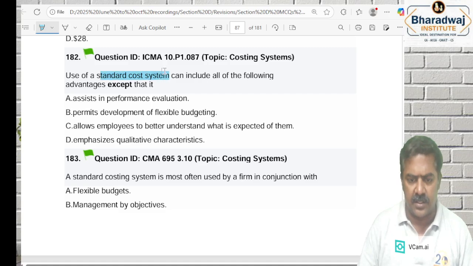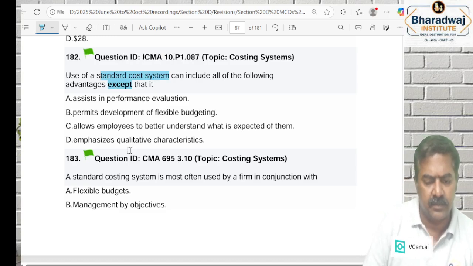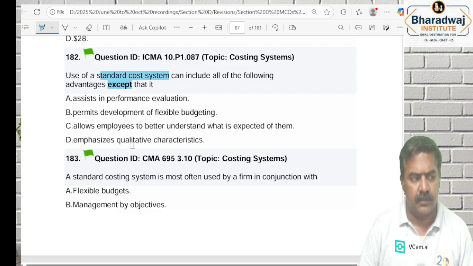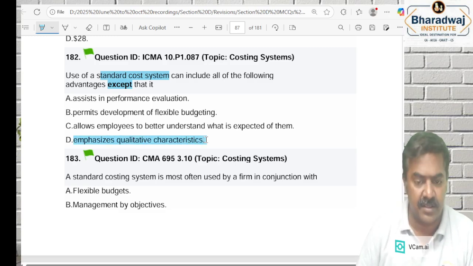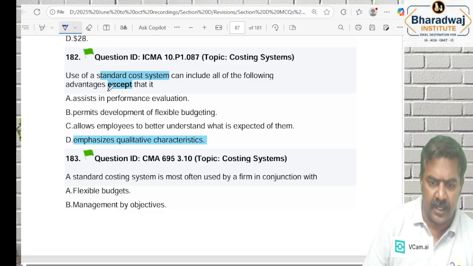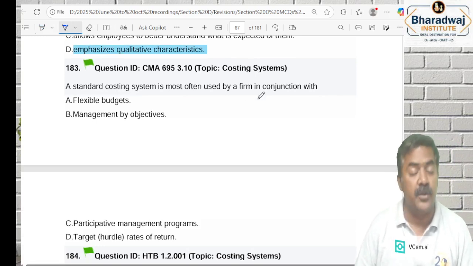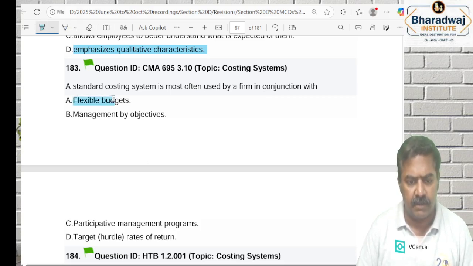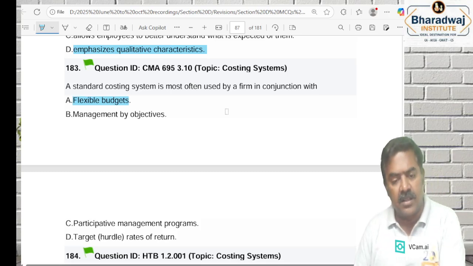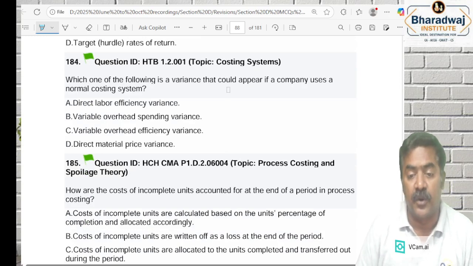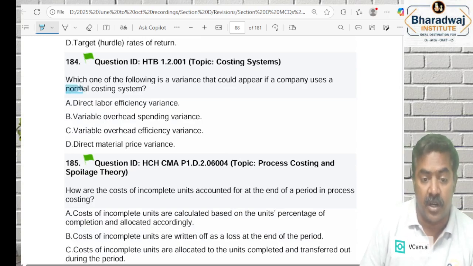Advantages of standard costing system, except, what is the exception? Qualitative characteristics. It will not give you any qualitative characteristics. Standard costing system is most often used by a firm in conjunction with flexible budget. Yes, because based on the standard cost, we work out flexible budgets. Which one of the following is a variance that could appear if the company uses a normal costing system?